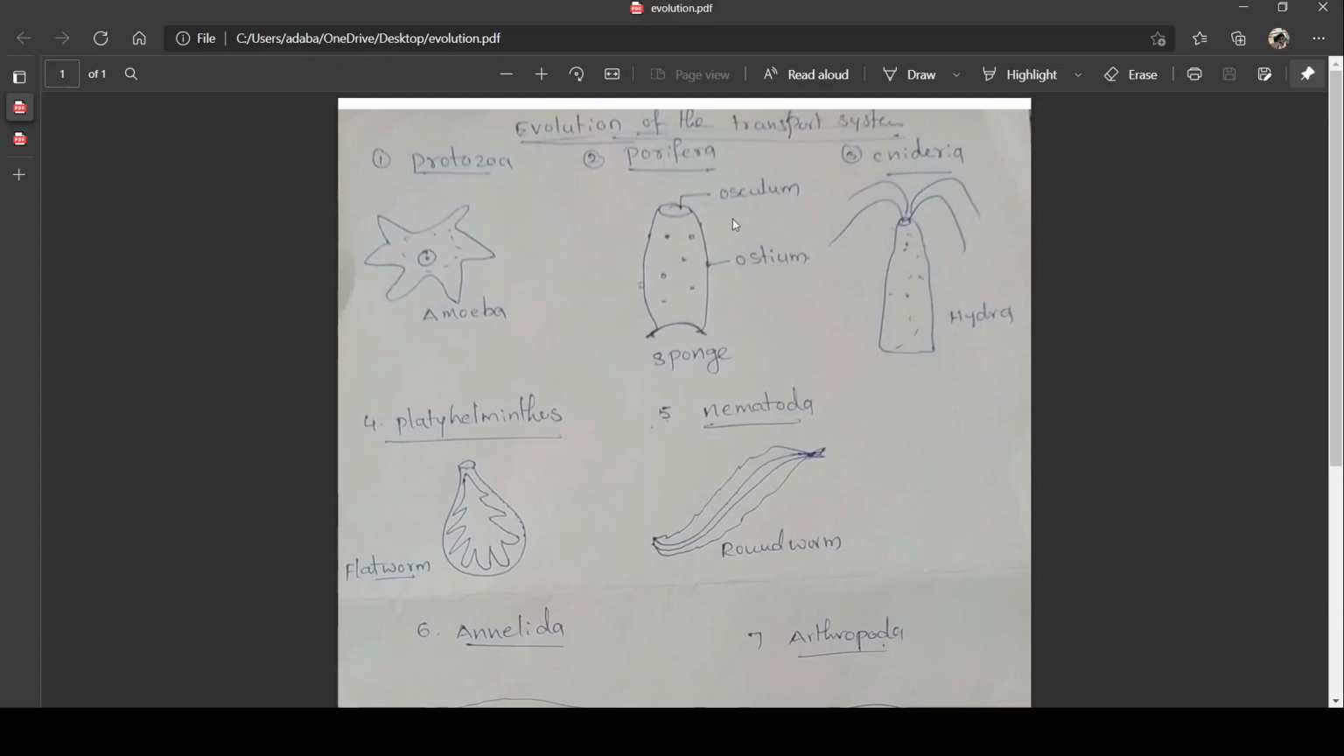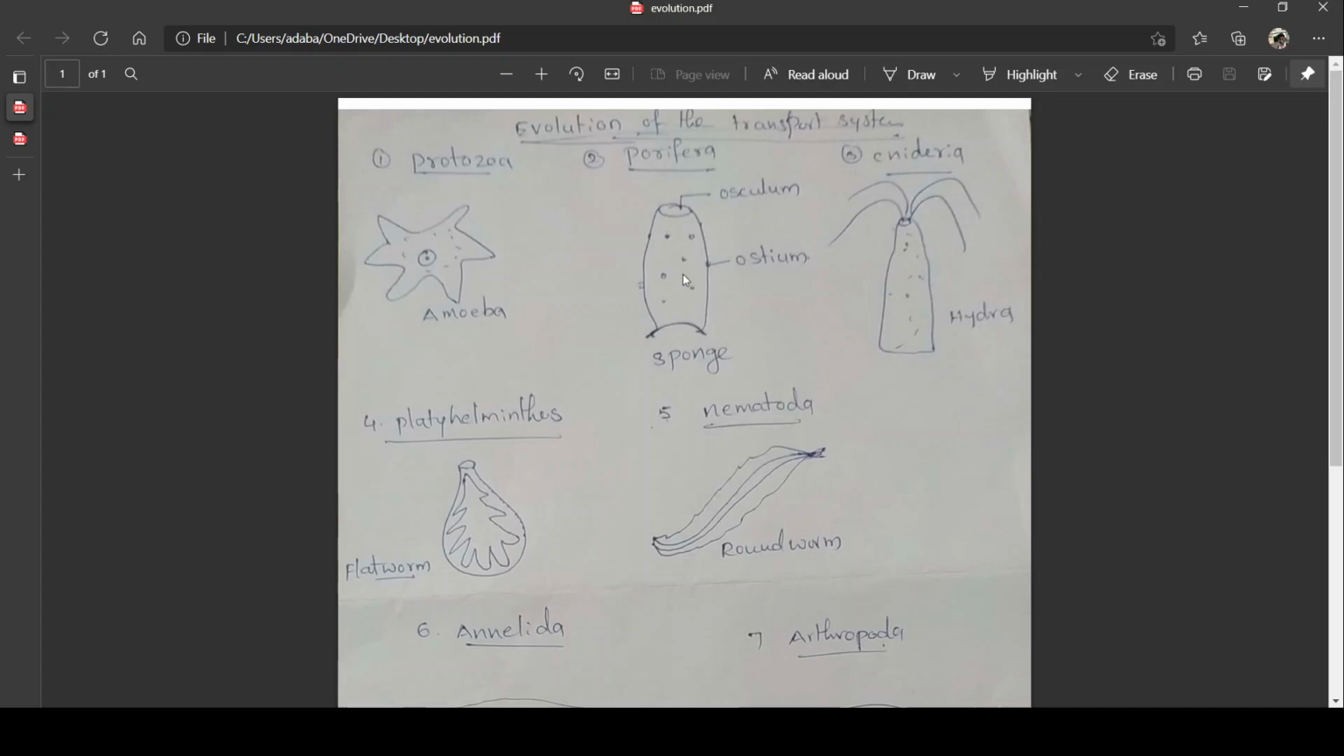They show continuous beating of flagella. The water present outside enters into the body cavity through the pores, through the ostia. When they receive the water, food material, oxygen and different types of materials are taken into the body.